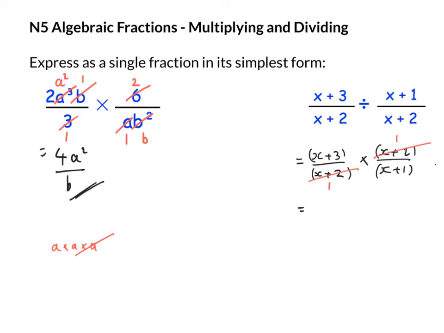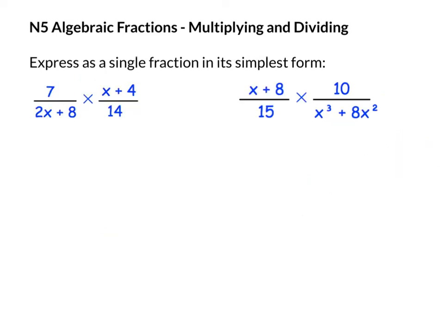So I've got one lot of x plus 3 on the top, and I've got one lot of x plus 1 on the bottom. Again, you can write that with or without brackets. I always tend to put the brackets in. Now remember, you cannot cancel this x and x out because x is not a factor. We've got x plus 3, x is being added to 3, x plus 1. So x is not a factor because it's not involved in any multiplication.